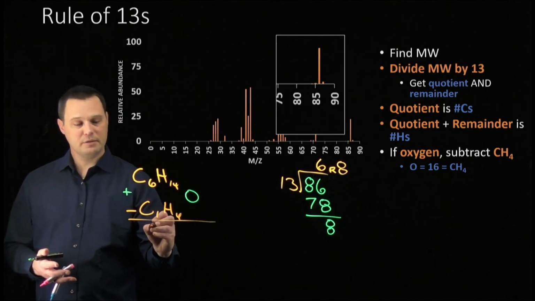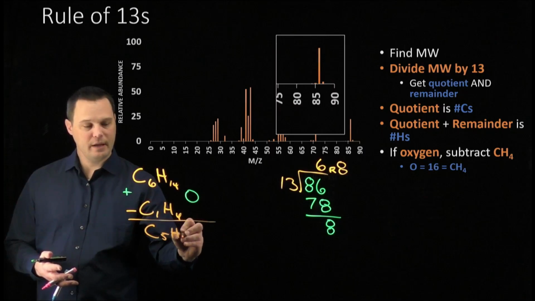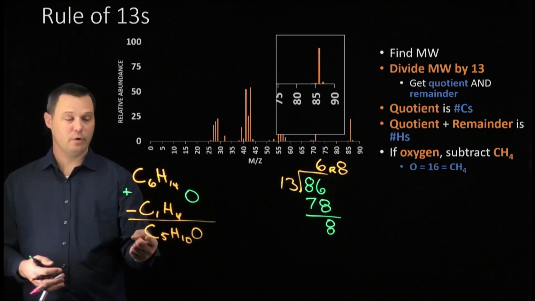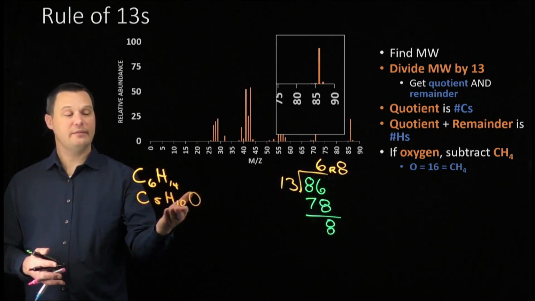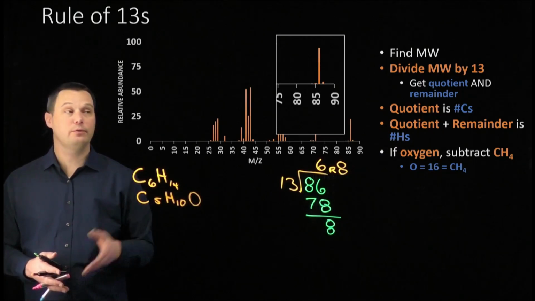That gives me a second plausible molecular formula of C5H10O. Again, you can check your work. 5 times 12 is 60, plus 10 is 70, plus 16 gives us 86. So C5H10O is a second plausible molecular formula for this structure.